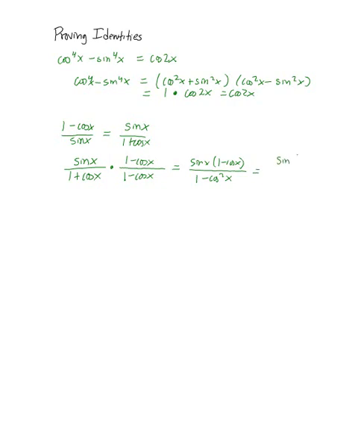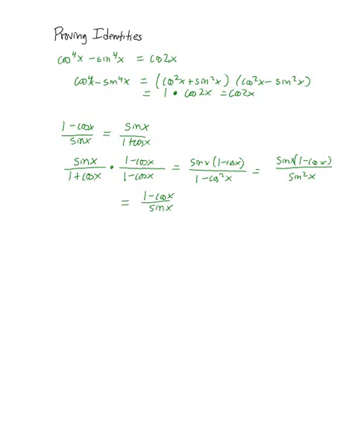Now we have sine x times 1 minus cosine x. We purposely set this up so we could use the Pythagorean identity. 1 minus cosine squared is sine squared. And then I can reduce. I can cancel a sine x on top with a sine x on bottom. And I think I'm all done. I have 1 minus cosine x over sine x, which is the other side, which is exactly what I wanted.